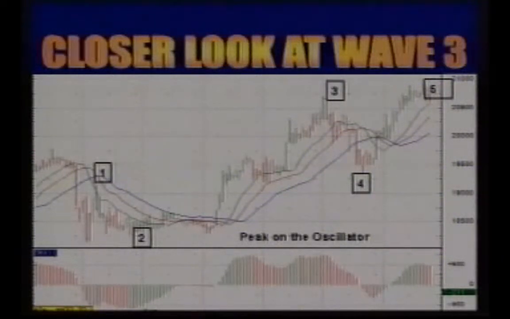So we had a peak on the oscillator, which is one of the primary purposes of the oscillator. It will always peak on the third wave. We also cross 0, which does not tell us that wave 4 is over, but it does tell us that the minimum requirements for wave 4 have been met.